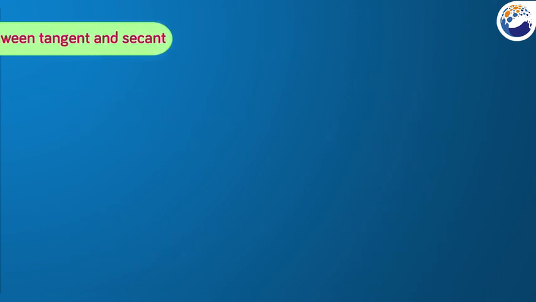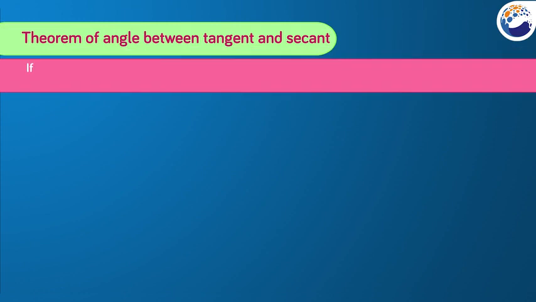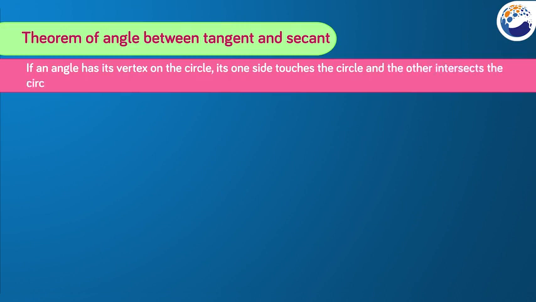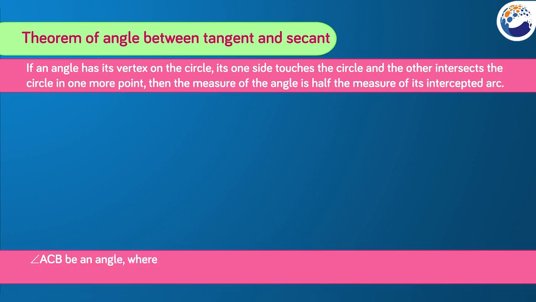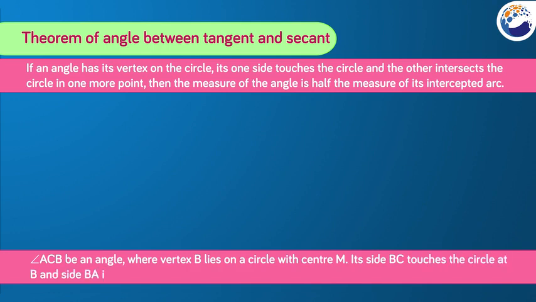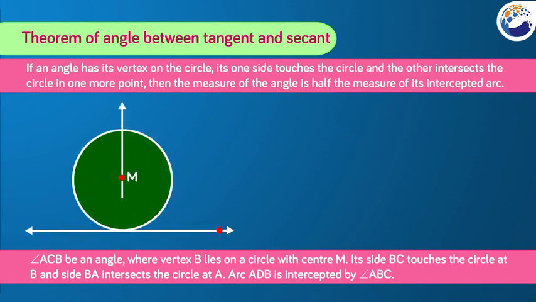Theorem of angle between tangent and secant. If an angle has its vertex on the circle, one side touches the circle and the other intersects the circle in one more point, then the measure of the angle is half the measure of its intercepted arc. Let ABC be an angle where vertex B lies on a circle with center M. Its side BC touches the circle at B and side BA intersects the circle at A. Arc ADB is intercepted by angle ABC.